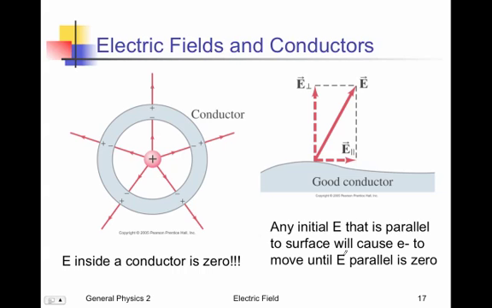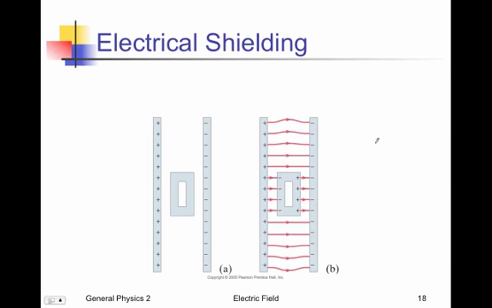Any good conductor will move the electrons around so that there is no electric field parallel to the surface. So the electric field for a conductor will always be perpendicular to the surface. You can see that here on this sphere, the electric field is always perpendicular, pointing away from the surface, in the same direction as r, perpendicular to that surface. We can use that quality of conductors to provide electric shielding.